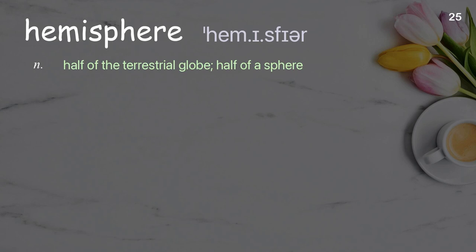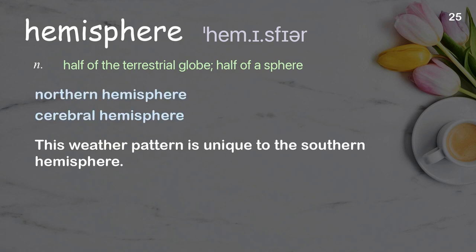Hemisphere. Half of the terrestrial globe, half of a sphere. Examples: northern hemisphere, cerebral hemisphere. This weather pattern is unique to the southern hemisphere.